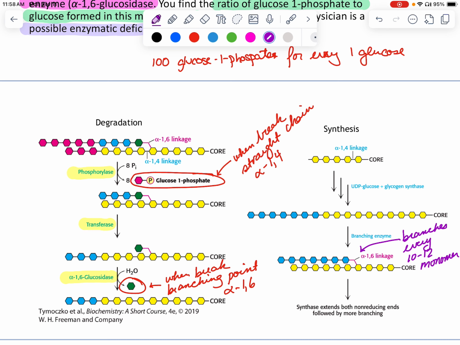So when you think about a 100-to-1 ratio, is that too high or too low? It's too high, right? Because we shouldn't have 100 times of these. We should have about 12 times, 10 to 12. So that says that as this patient is making their glycogen, they are not effectively branching it. There is probably something wrong with this branching enzyme, that is not creating as many branches as it should.